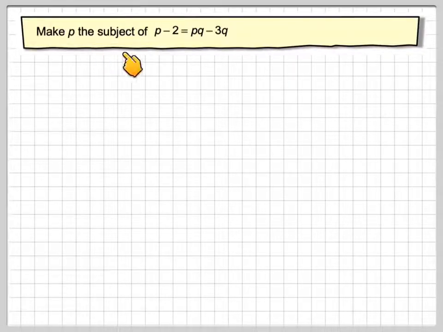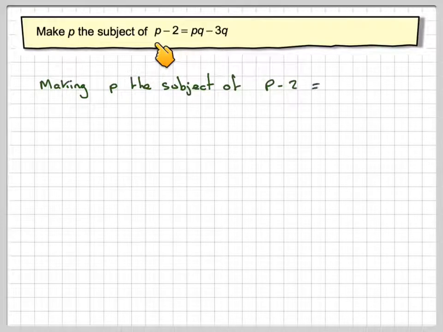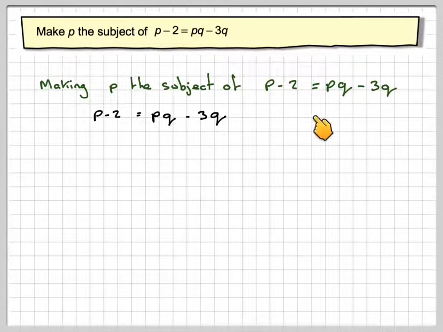Make P the subject of P minus 2 is equal to PQ minus 3Q. Right, the problem here is that the subject that we're asked to make appears on both sides of the expression. So the tactic is to try and put P either on this side or that side. It doesn't matter which. So I'm going to try to put all the P's on this side.